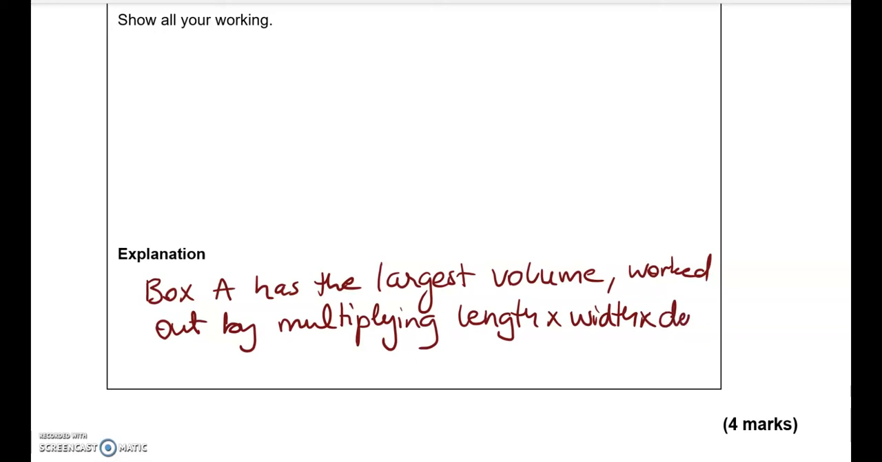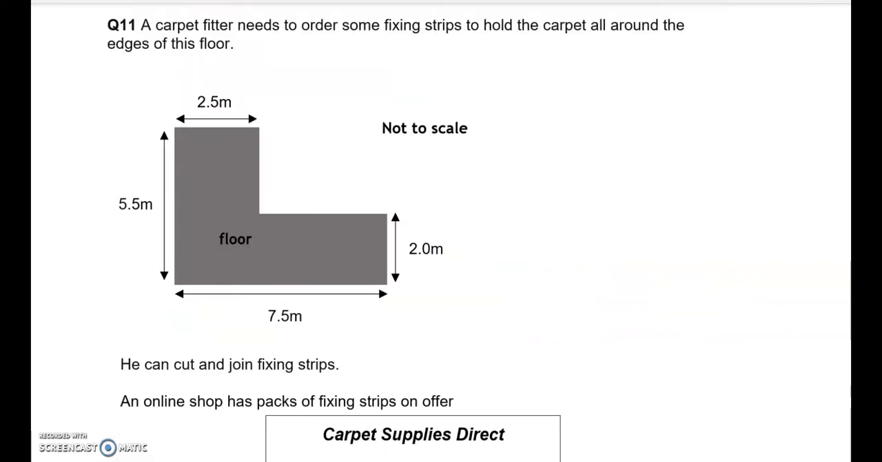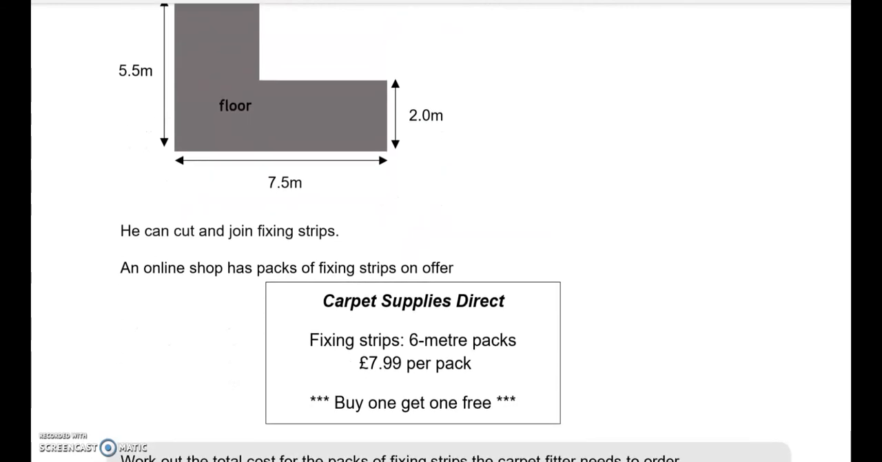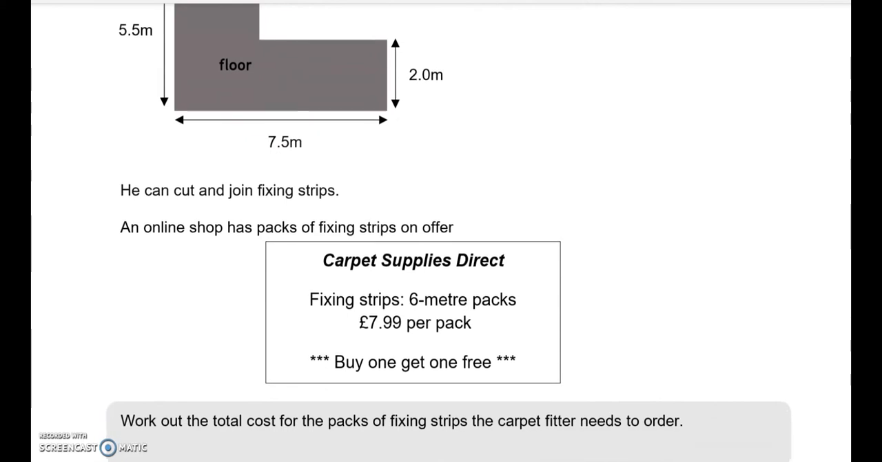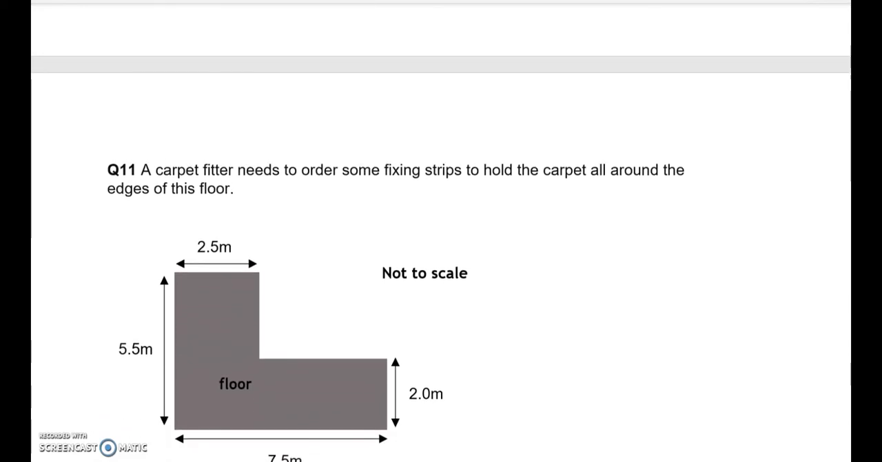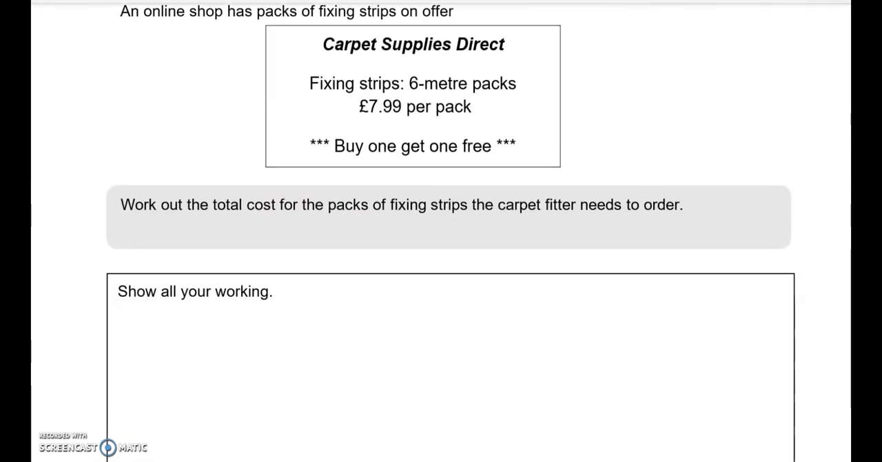The next question is saying, a carpet fitter needs to order some fixing strips to hold the carpet all around the edges of this floor. So we've got the floor shape. You can cut and join fixing strips. An online shop has packs of fixing strips on offer. So we've got Carpet Supplies Direct, fixing strips 6-meter packs, £7.99 per pack. Buy one, get one free. Work out the total cost of the packs of fixing strips the carpet fitter needs to order. So looking at the shape, could it go all around the edges of the floor?